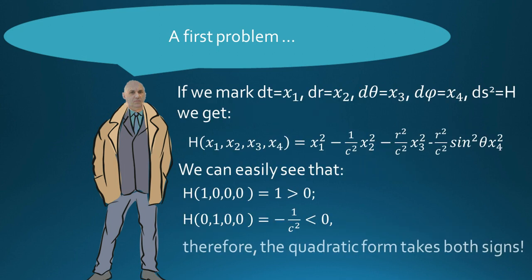If we mark dt = x1, dr = x2, dθ = x3, dφ = x4, ds² = h, we get h(x1, x2, x3, x4) = x1² − (1/c²)x2² − (r²/c²)x3² − (r²/c²)sin²θ x4². We can easily see that h(1,0,0,0) = 1, greater than 0. h(0,1,0,0) = −1/c², less than 0. Therefore, the quadratic form takes both signs.